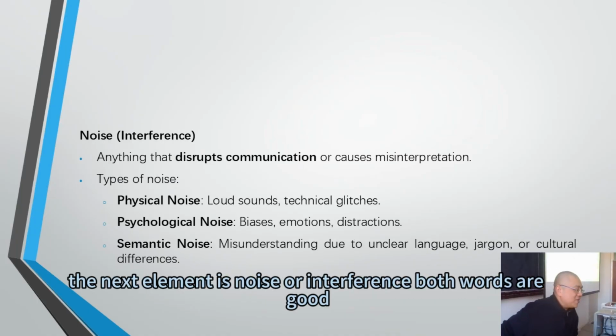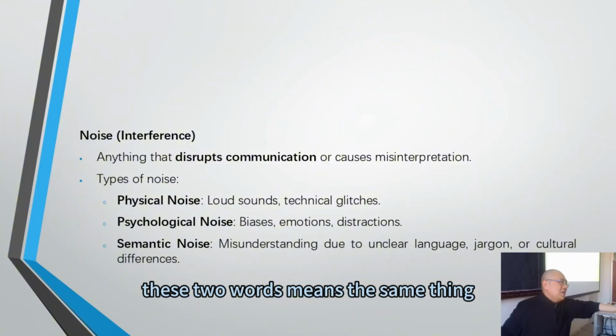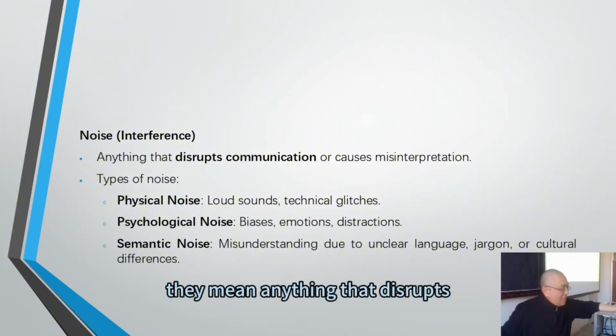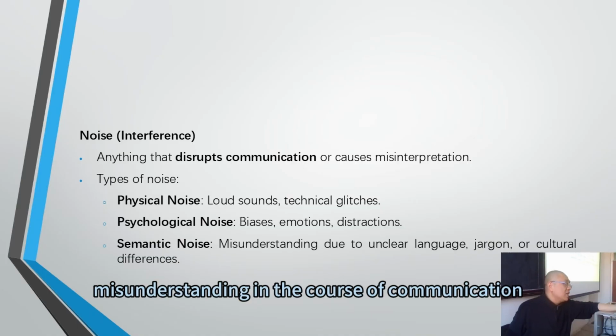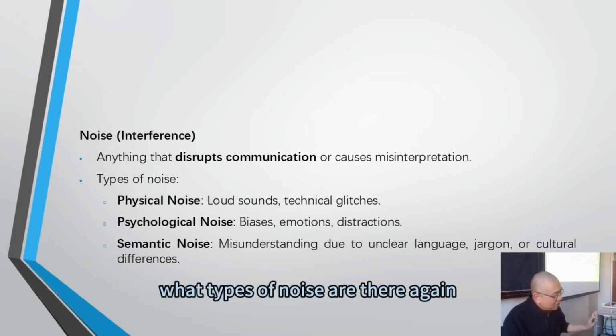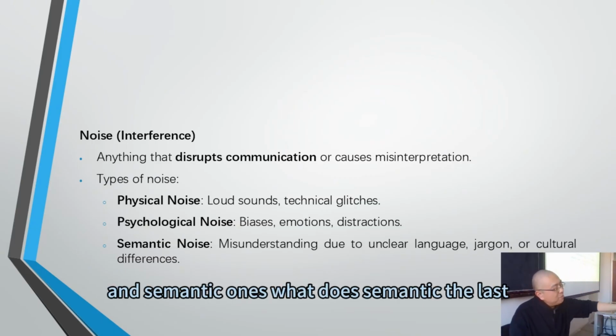The next element is noise or interference. Both words are good. These two words mean the same thing. They mean anything that disrupts communication or causes misinterpretation, misunderstanding in the course of communication. What types of noise are there? Again, physical ones, psychological ones, and semantic ones.